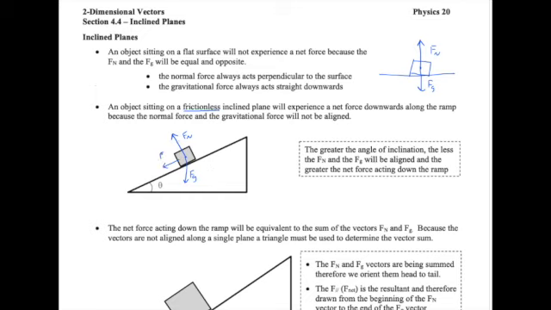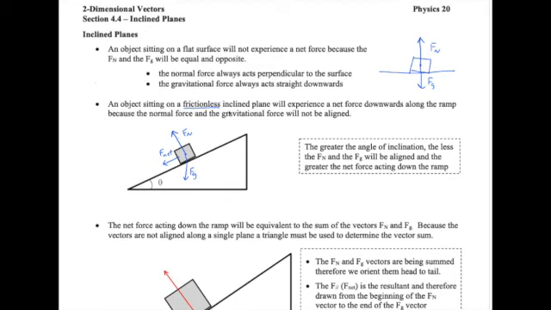I'll always get a net force whenever I'm on a ramp, because the force normal and force of gravity won't be aligned. And again, the greater the angle of inclination, and this is the angle you'll typically be given, the angle from the horizontal, the less aligned those are going to be, and the greater the net force we're going to have acting down that ramp.